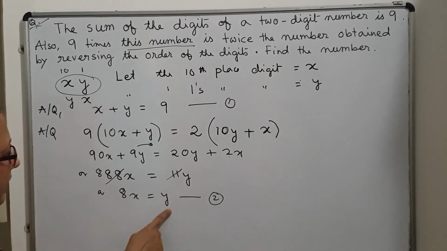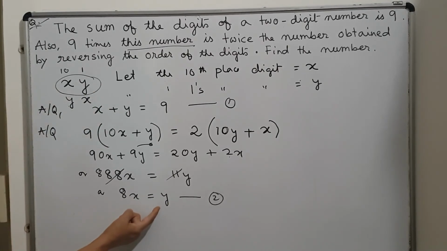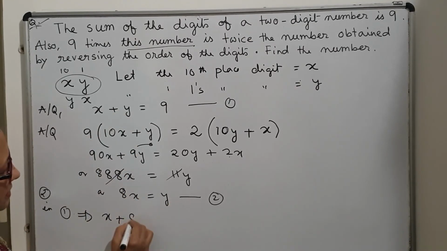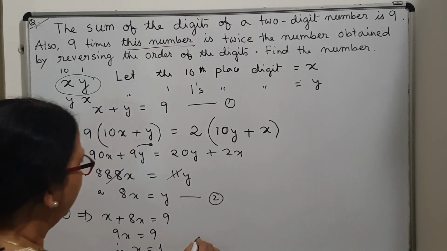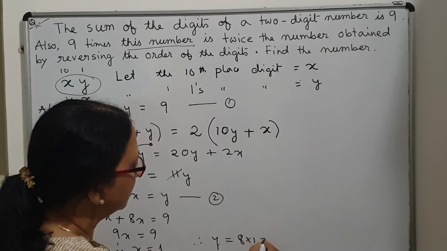As you know, y is 8x, so it will be suitable for the method of substitution. So we'll substitute this value of y in the first equation. So equation 1 will become, I am using 2 in 1, x plus y, in place of y writing 8x, is equal to 9, or 9x is equal to 9, therefore x is equal to 1. When x is 1, what will be y? y is 8x, so 8 into 1, that is 8.